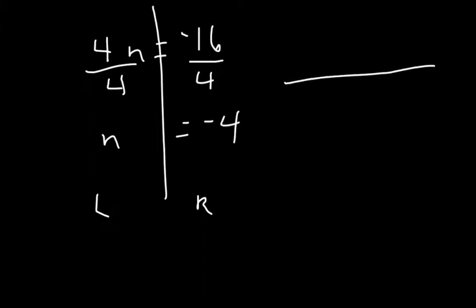If we wanted to graph that on a number line, we just put 2 points on the number line and then draw a dot at negative 4 to show that that's the value that makes that a true and accurate value for n.